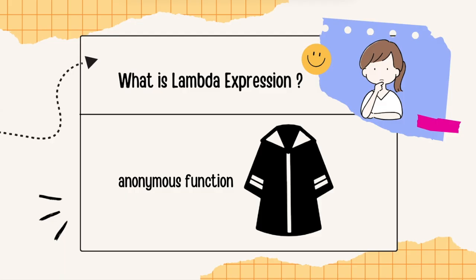A lambda expression is basically an anonymous function, meaning it has no name and is defined exactly where you need it. Think of it like a quick inline function, no need to declare it elsewhere. This makes your code cleaner, shorter, and often faster to write.